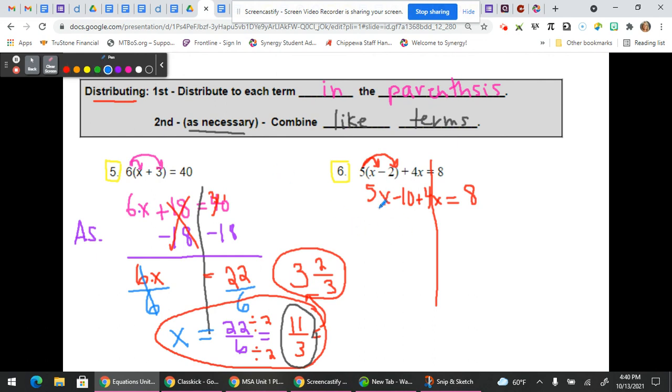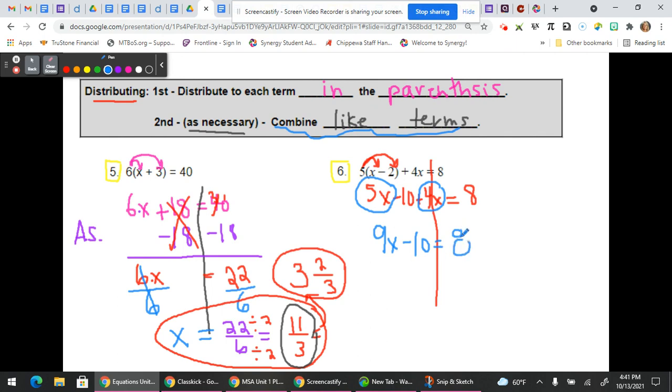So now 5x minus 10 plus 4x equals 8. So I need to combine some like terms over here, don't I? Do you see this 5x? Do you see this plus 4x? Let's put those together to give us 9x. So I've got 9x minus 10, which equals 8.